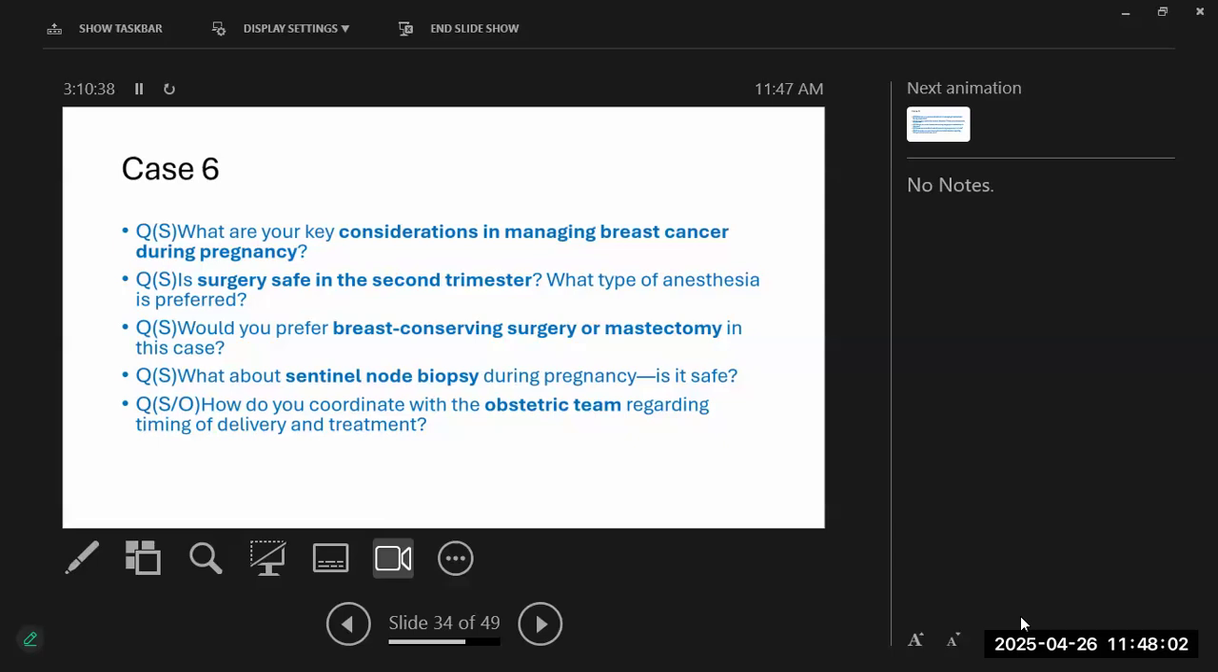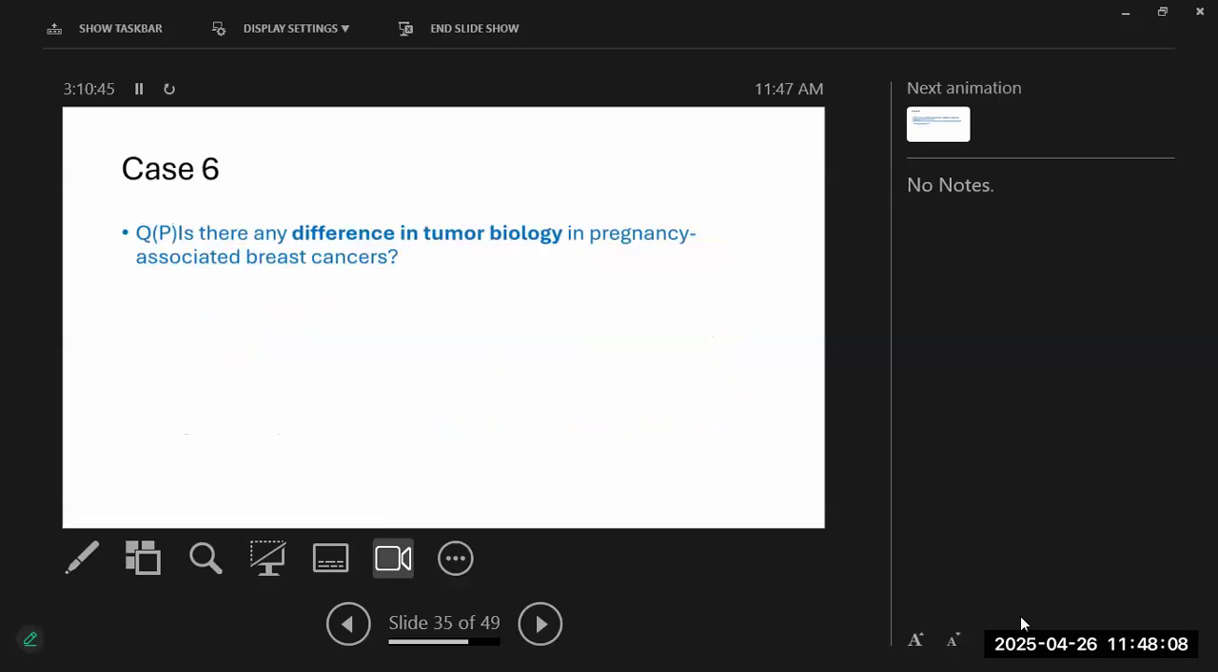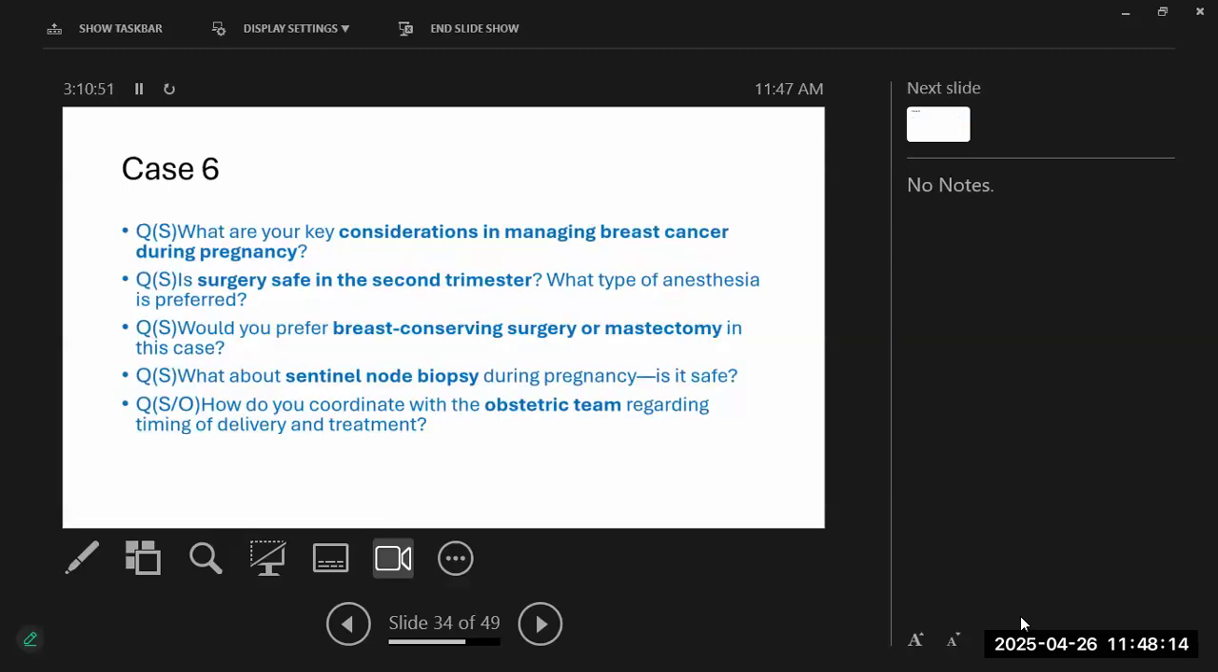And we can't always offer the protocol-based treatment. There will be certain modifications, but minor modifications will have enough evidence to follow now, because there are a lot of case series and case reports where healthy babies are delivered with a slightly modified treatment approach.